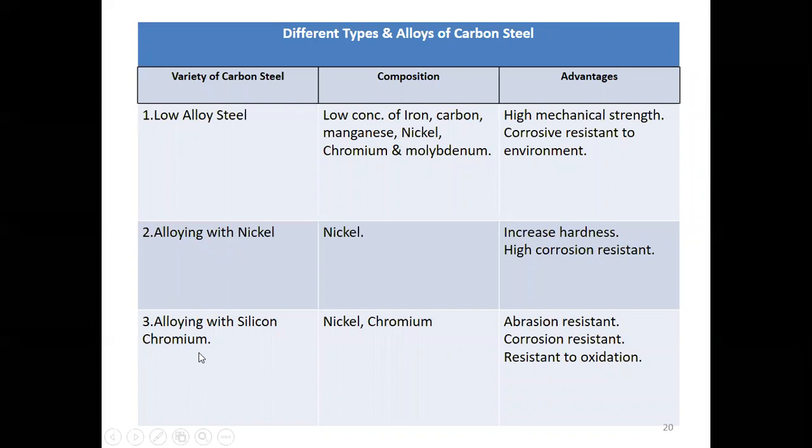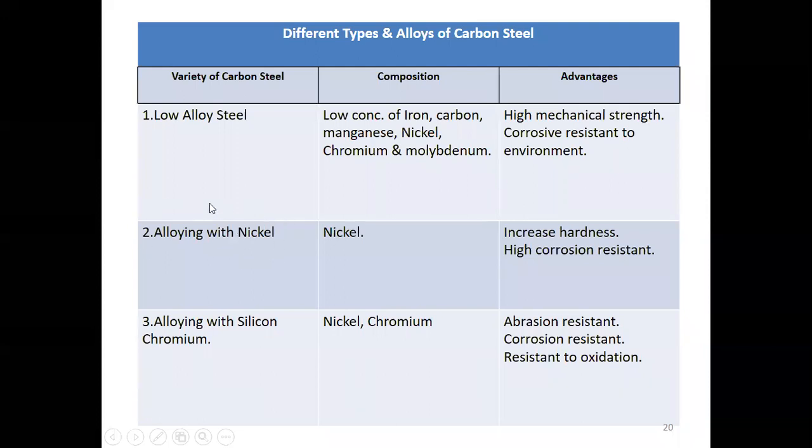So these are the different types of alloys of carbon steel. First is low alloy steel. It contains low concentration of iron, carbon, manganese, nickel, chromium and molybdenum. Advantages: it has high mechanical strength, and it is corrosion resistant to environment.